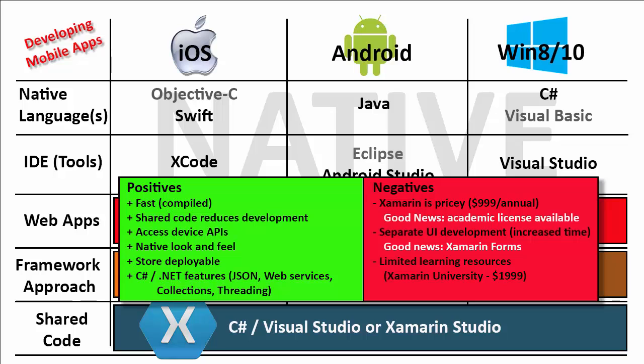The other drawback to this is there's fairly limited learning resources available. The best one that's most up to date, and Xamarin is constantly changing, so a lot of resources are out there, but they're not the most recent stuff. Xamarin University is probably the best choice for learning to program in Xamarin, but it's pricey. It's $2,000 for an annual subscription. If you want to become a Xamarin certified developer, you have to go through Xamarin University. There's just no other way to do it.